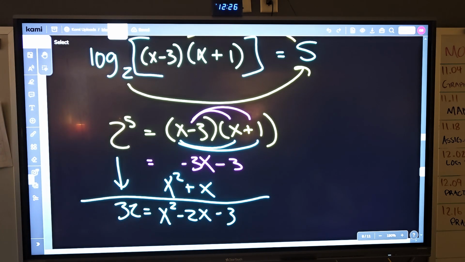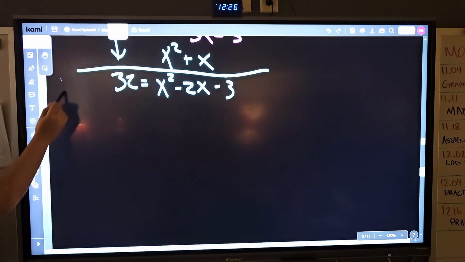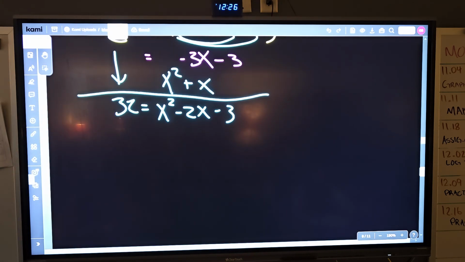Okay, you following me? Makes sense so far? How do we solve this though? Or what do we do from here is the question. It is a quadratic. Move the 32, right? Because we need it equal 0, right? For quadratics, you need them to equal 0. So we move the 32.